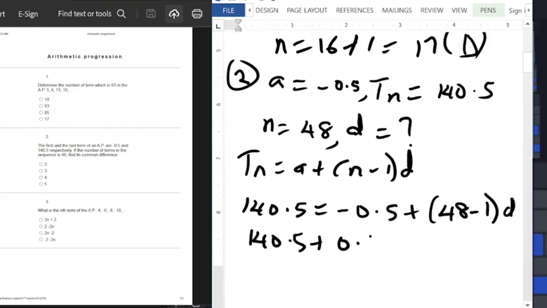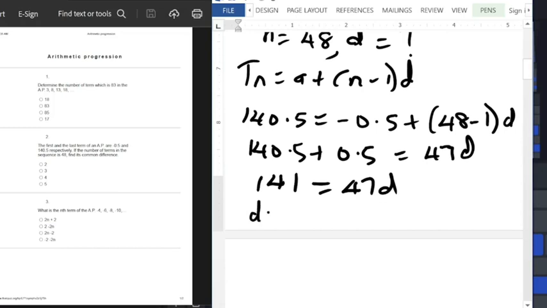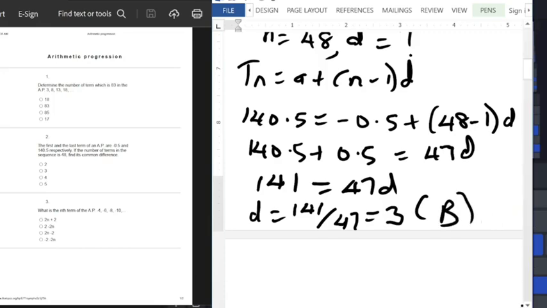So Tn is given as 140.5, so we have 140.5 equals the first term, minus 0.5, plus the number of terms, 48, minus 1, multiplied by d. So we have 140.5 plus 0.5 equals 47d. So we now have 141 equals 47d. Divide both sides by 47, so d equals 141 over 47, which is 3. So the common difference is 3. That is option B.